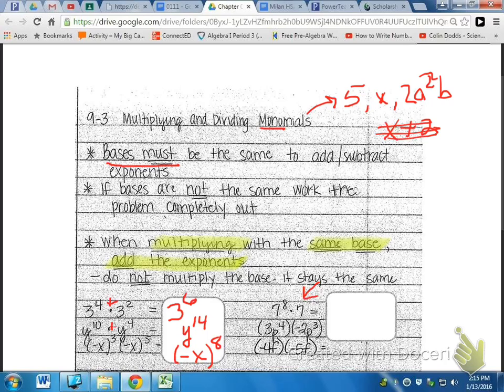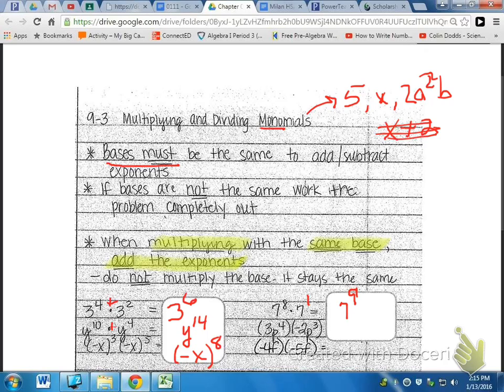This one, 7 to the 8th times 7. Well, there's no number above that second 7, but if it's there, it has to have a number. So the number would be 1. So therefore you would have 7 to the 8 plus 1, or 7 to the 9th.